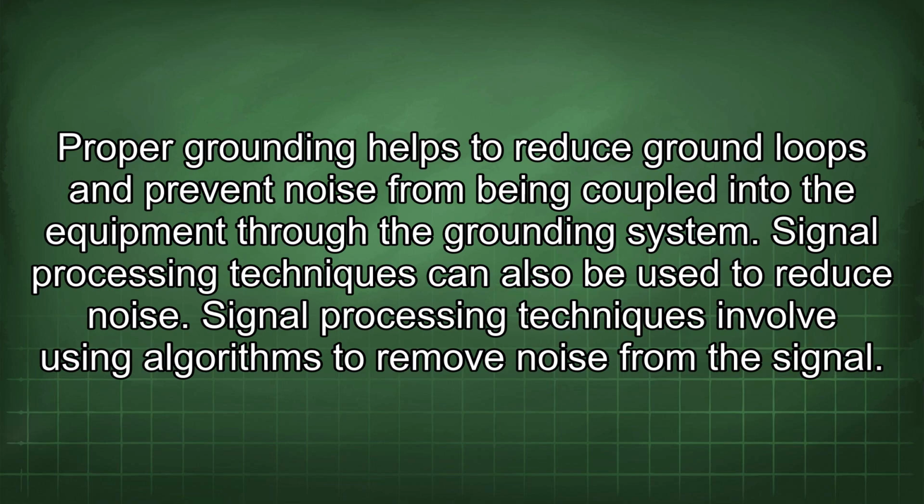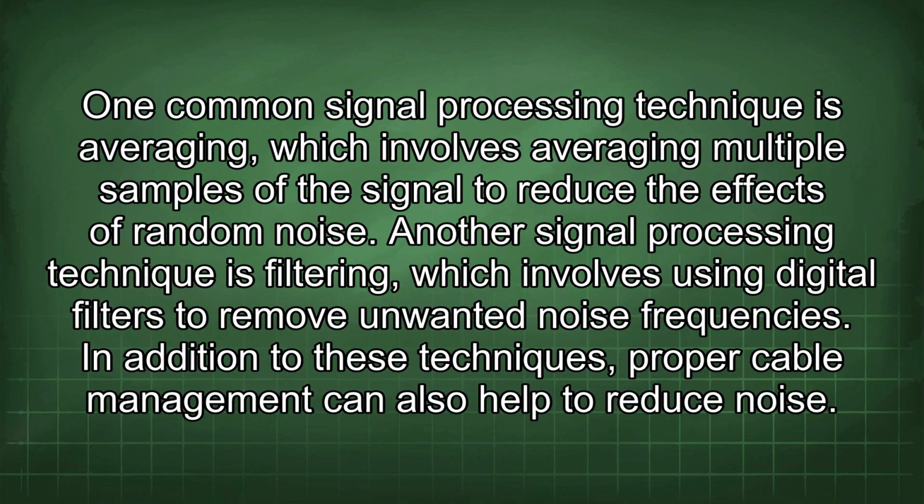Signal processing techniques can also be used to reduce noise. Signal processing techniques involve using algorithms to remove noise from the signal. One common signal processing technique is averaging, which involves averaging multiple samples of the signal to reduce the effects of random noise. Another signal processing technique is filtering, which involves using digital filters to remove unwanted noise frequencies.